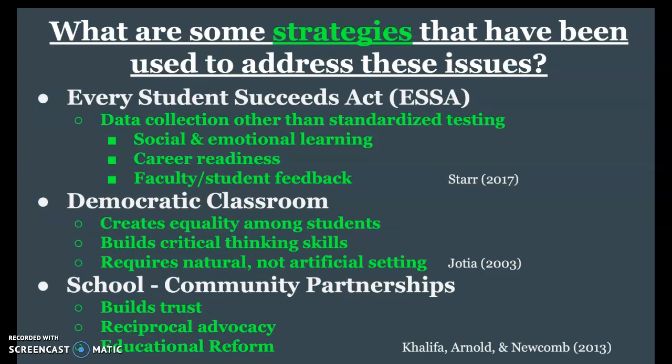Josha in 2003 talked about the democratic classroom, and she illustrated that it created equality among students, it built critical thinking skills, and it required natural, not artificial settings. Khalifa Arnold and Newcomb in 2013 talked about the school community partnerships, and within those partnerships are other strategies to shift the focus from testing to the whole student.